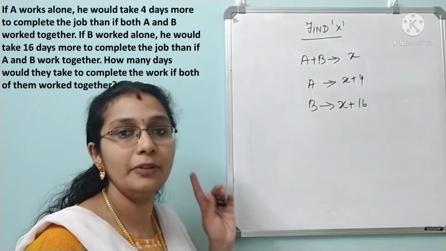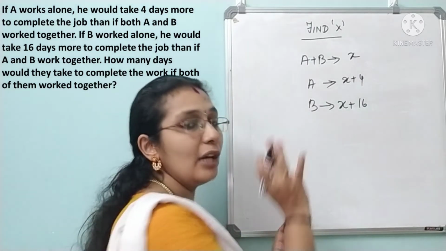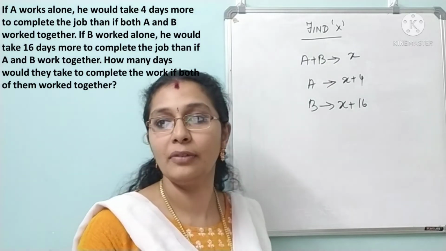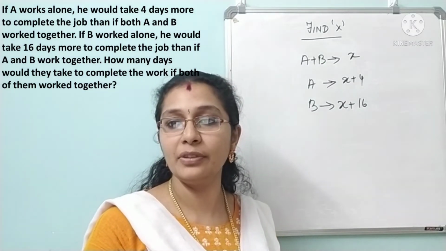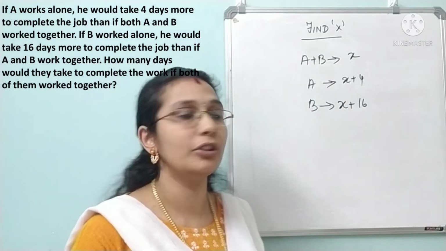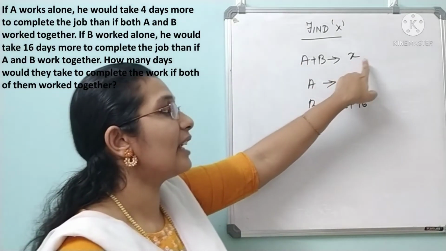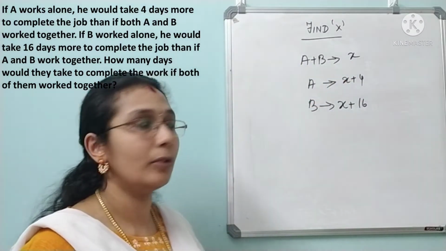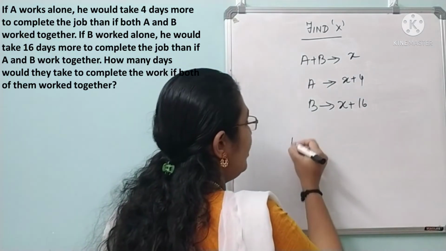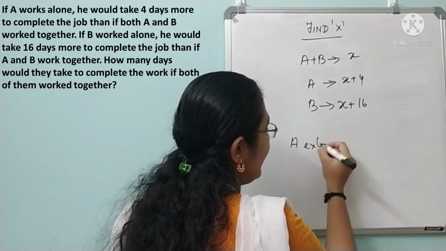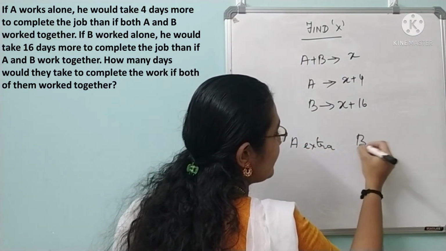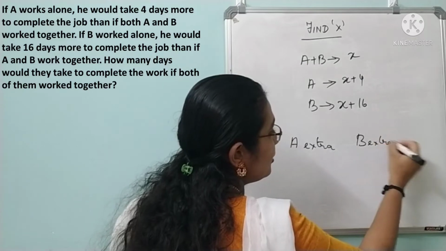I want you to solve using the traditional method. And now I will tell you the shortcut, how to solve it. So how many days would they take to complete the work if both of them work together? That means they are asking us to find the value of X. So here we will find A extra days and B extra days. So this is the shortcut.